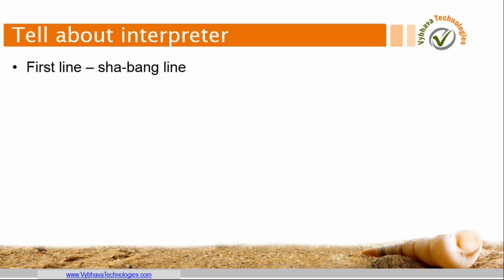There are two types of languages: compiler language and interpreter language. A compiler does compilation in the first phase, then linking in the second phase. That happens in C or C++ kind of languages, and Java also uses compilation, then execution.